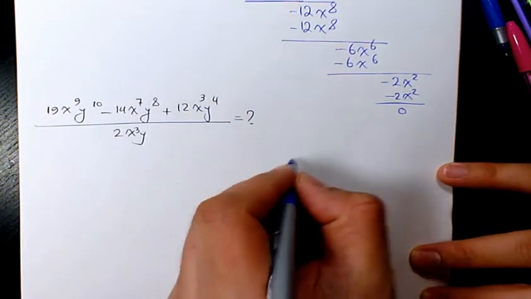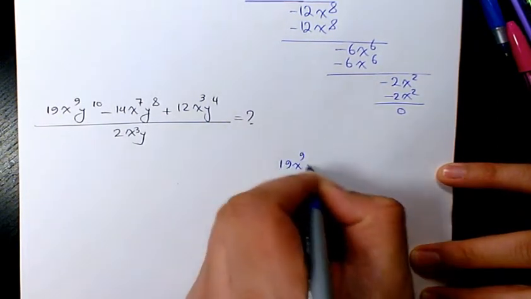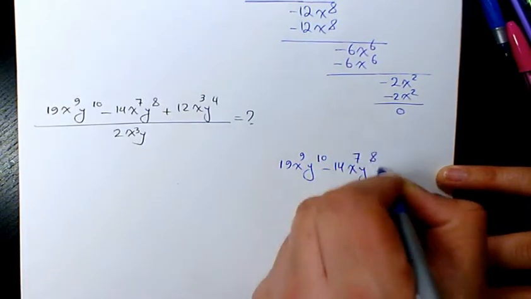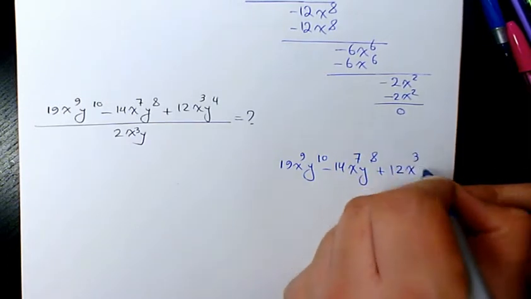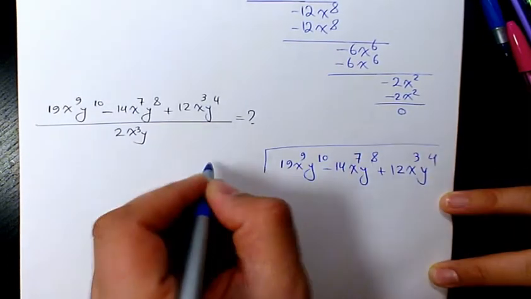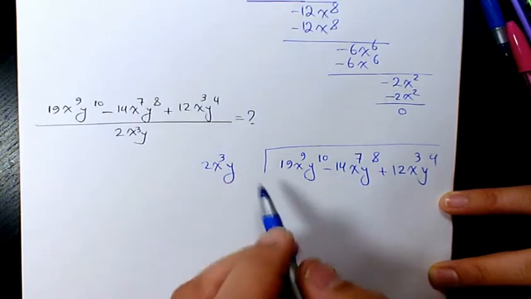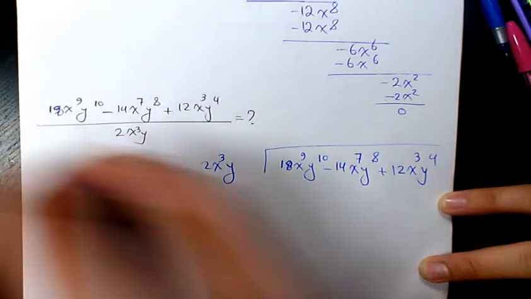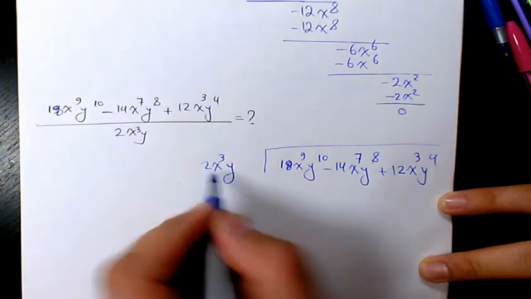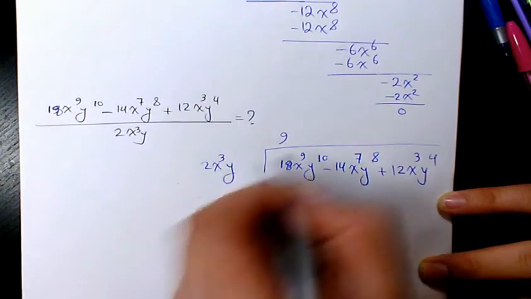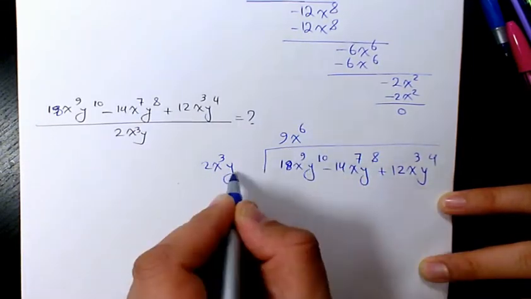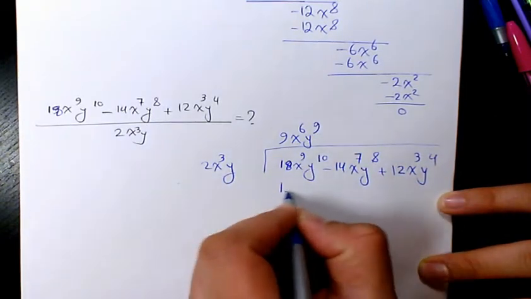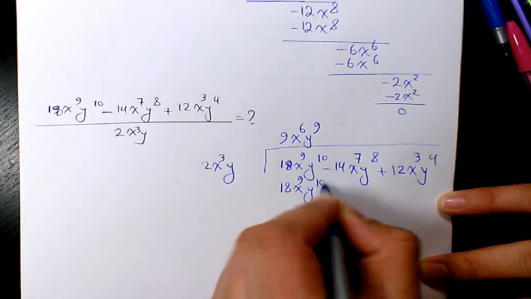So we have 19x to the power of 9 y to the power of 10 minus 14x to the power of 7 y to the power of 8 plus 12x cubed y to the power of 4 divided by 2x cubed y. So that's actually supposed to be 18. So 18 divided by 2 is going to be 9. x to the power of 9 divided by x cubed, x to the power of 6. y to the power of 10 divided by y is going to be y to the power of 9. When you multiply it, that's going to be 18x to the power of 9 y to the power of 10.